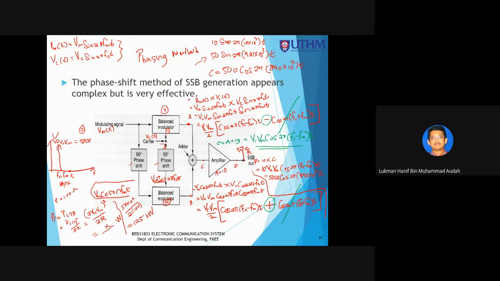Contoh sahaja. Okay. So dapatlah nilai power. Dapatlah dia punya power spectrum. Selesai.